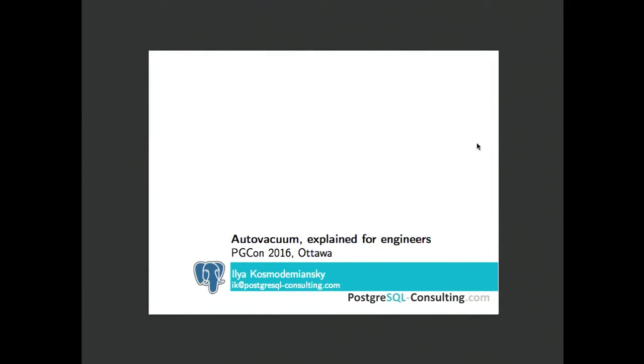I think we are supposed to start. My name is Ilya Kosmodemyansky, and I'm working for PostgreSQL Consulting. And my talk today would probably be about the most painful part of PostgreSQL from a DBA point of view. This is the beautiful creature named Autovacuum. And in this talk, I will try to explain some things which I hope will help you to live more happily with Autovacuum and configure it properly.